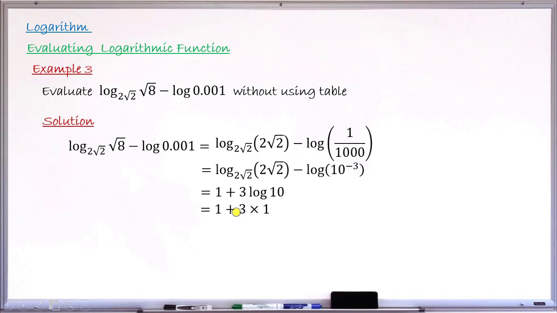So you now have 1 plus 3 times 1. This one is this log 10. I replace it with 1 because the base is 10. So 3 times 1 gives you 3. So you have 1 plus 3 and this gives you 4 finally. This will now be the value of this very logarithm.